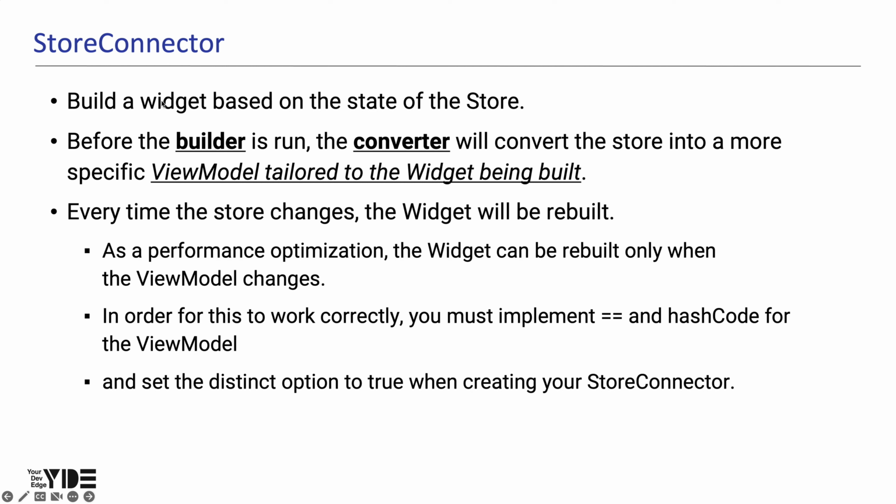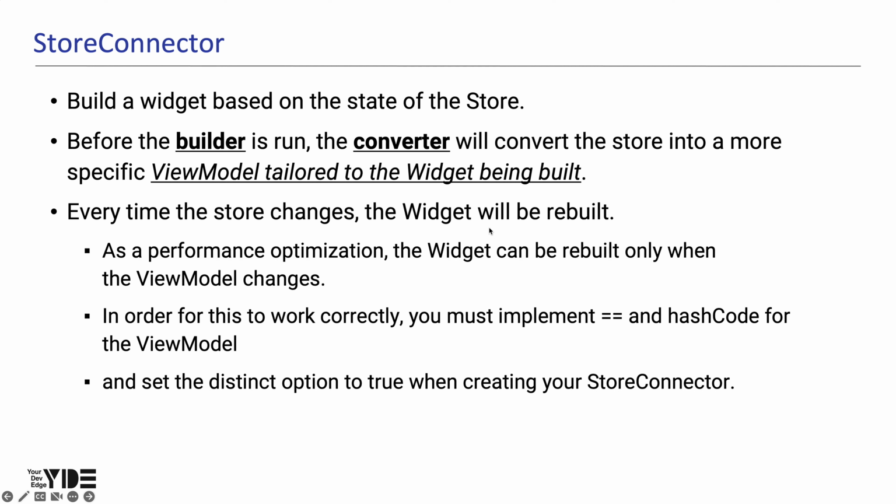Store connector builds a widget based on the state of the store. Before the build callback of store connector is run, the converter callback will convert the store into a more specific view model, which has the data and functions needed to build the widget. Every time the store changes, the widget will be rebuilt.